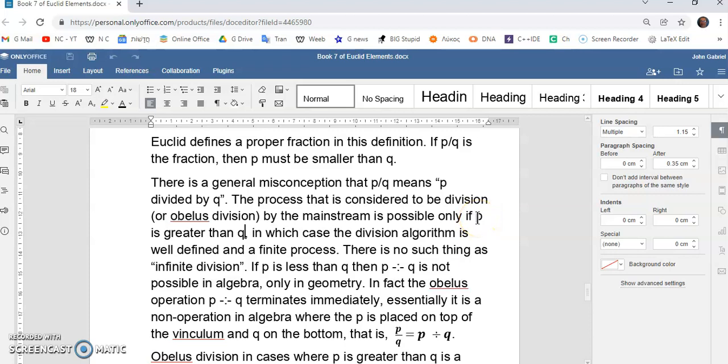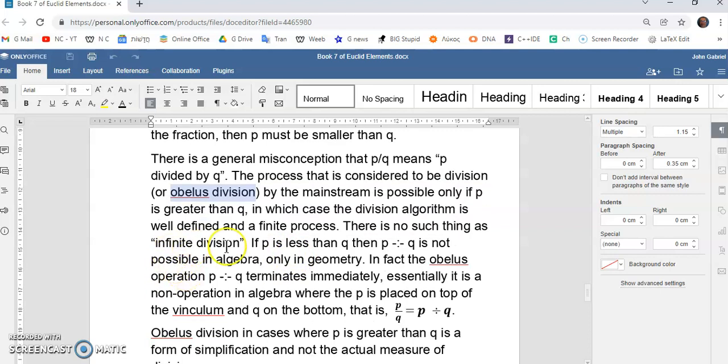That's just not possible, because by divide, you mean the obelus division, which is an algorithm where you keep on subtracting the denominator until you have nothing left, or until the remainder is less than the denominator or the divisor. Okay, so now there's no such thing as infinite division. So if P is less than Q, then this operation is not possible in algebra, only in geometry.